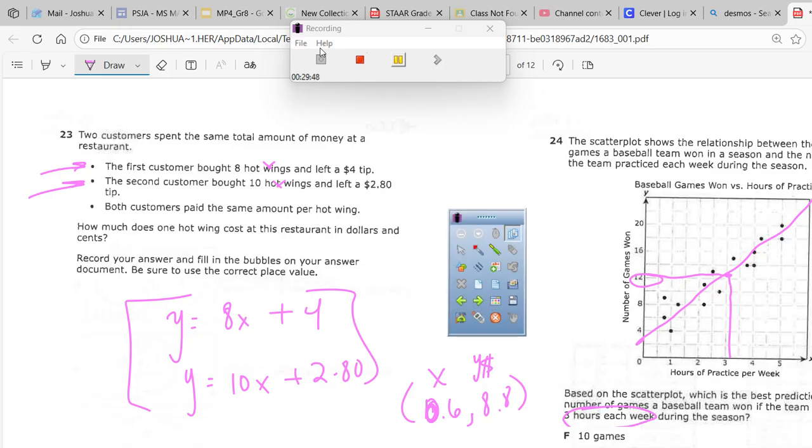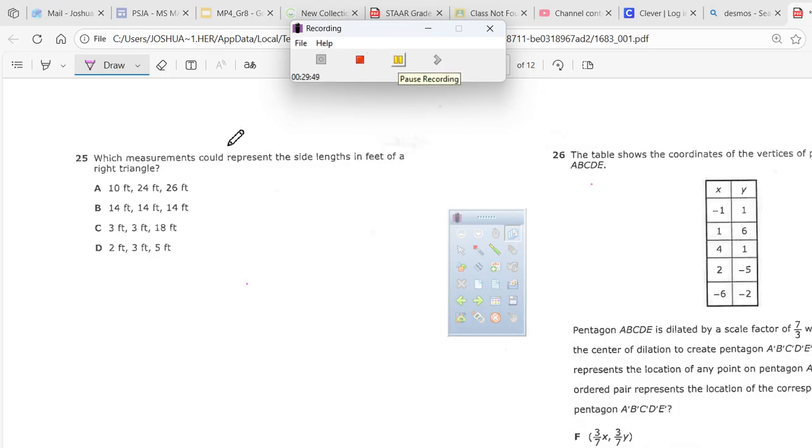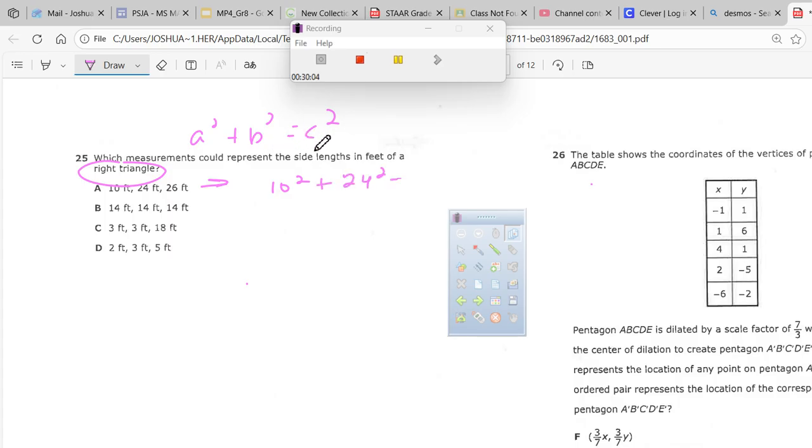Hope you do good. Okay, so this is pretty easy when they want to know what's the right triangle. That's going to be a squared plus b squared equals c squared. Right here, we get the calculator and put 10 squared plus 24 squared equals 26 squared. Remember, this one has to be the longest side, okay?